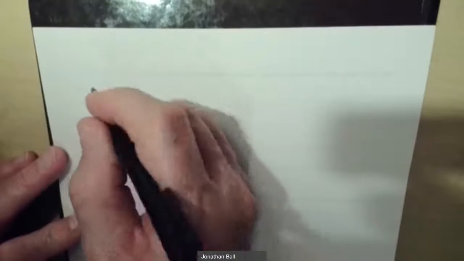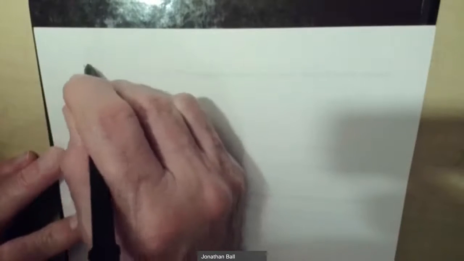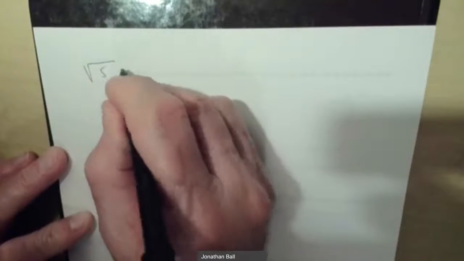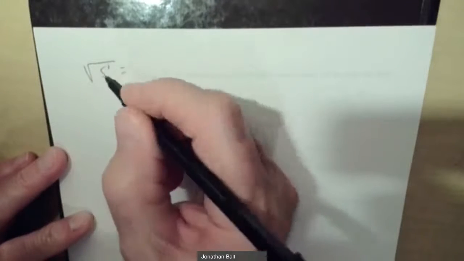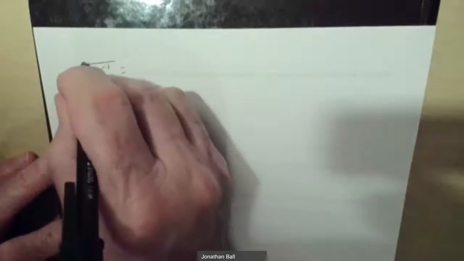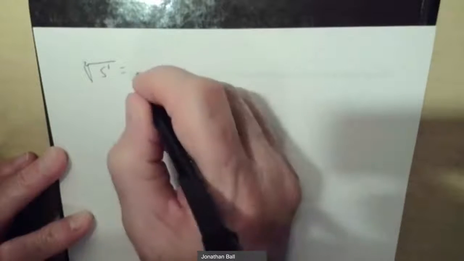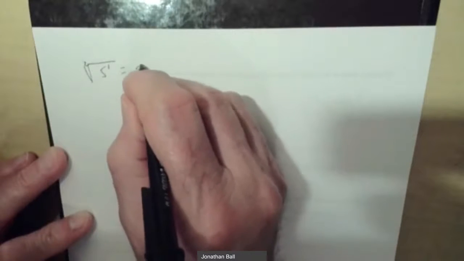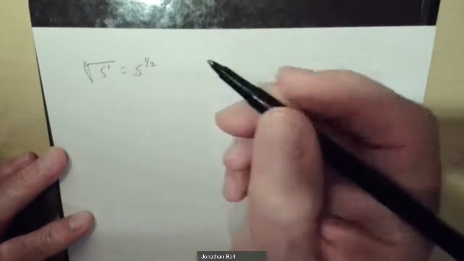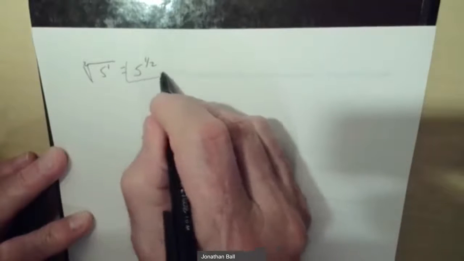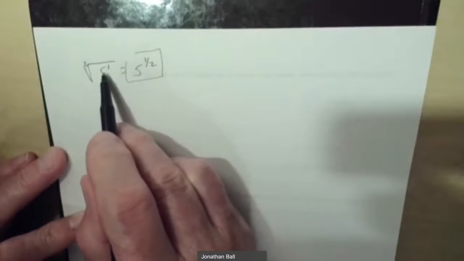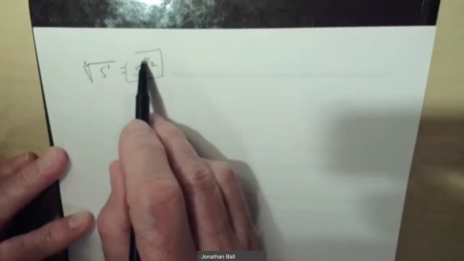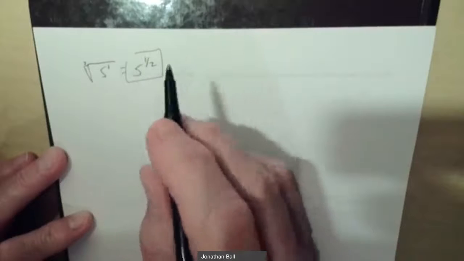Now, a different way of writing the square root of 5 is, what's the exponent here? 1. What's the index here? A 2. You can also write this as 5 to the 1/2 power. The exponent on the radicand goes on the top, and the index goes in the denominator.